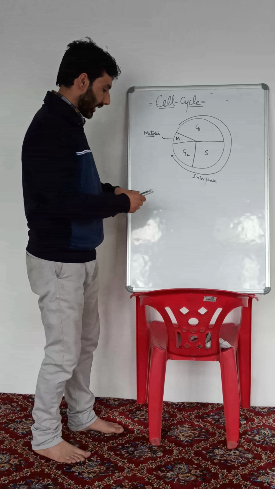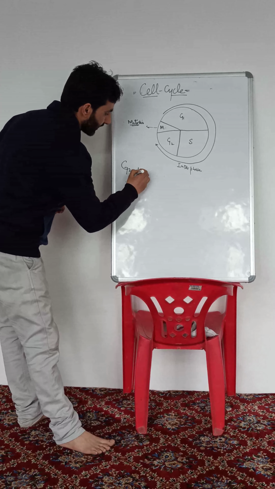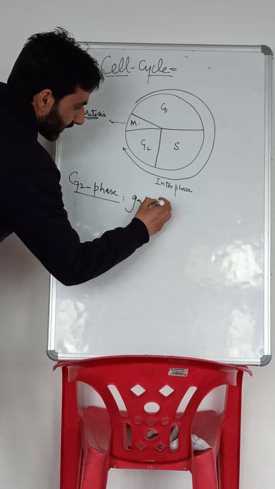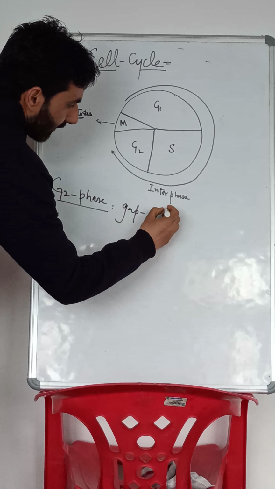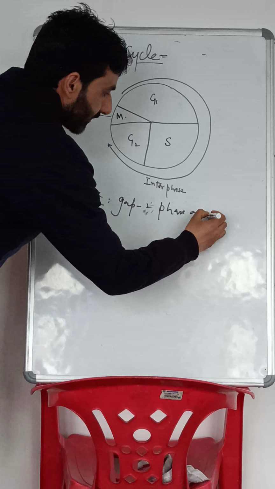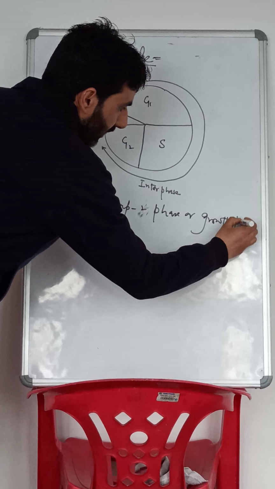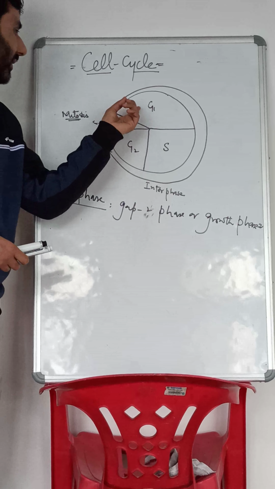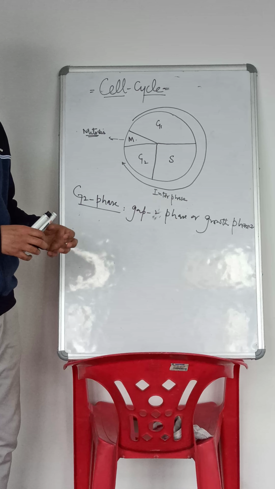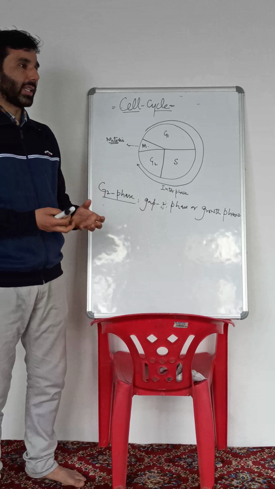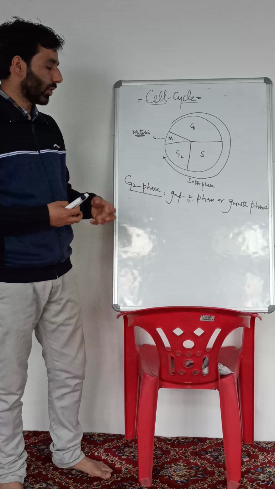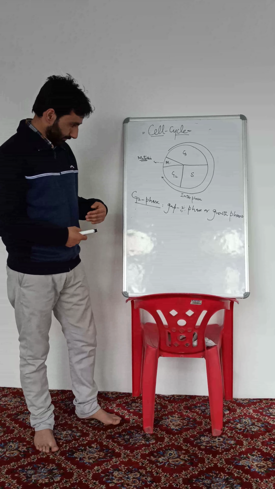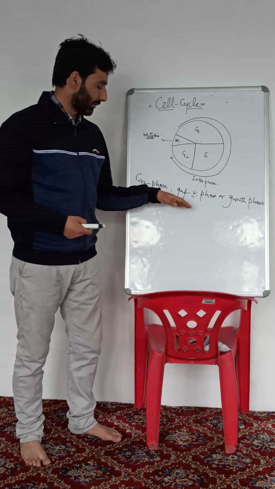This is also called Gap 2 phase or growth phase 2. Why it's called gap is, likewise, it's also called Gap 1. It takes a gap, it consumes time in order to grow, in order to accumulate nutrition again, and for the formation of proteins and all that. That's why it's also called a growth phase or Gap 2 phase.